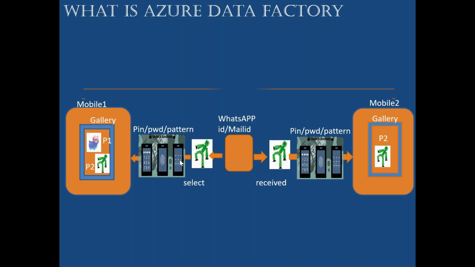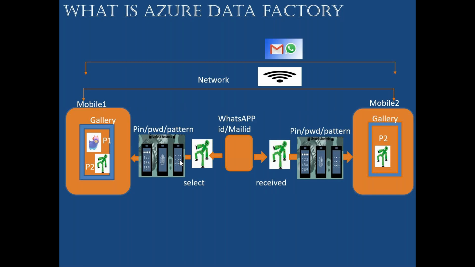So now who is going to do this entire process? The network is going to do it. Through the network, we will be transferring this. Meaning our internet is going to do it, using either mail or WhatsApp, whatever you want to use. Everybody understood this? Everybody understood, team?